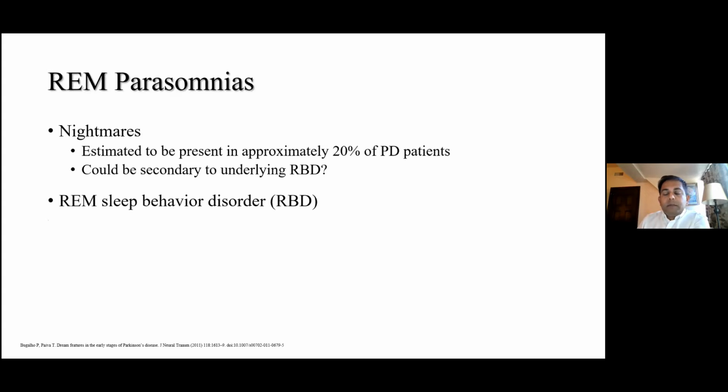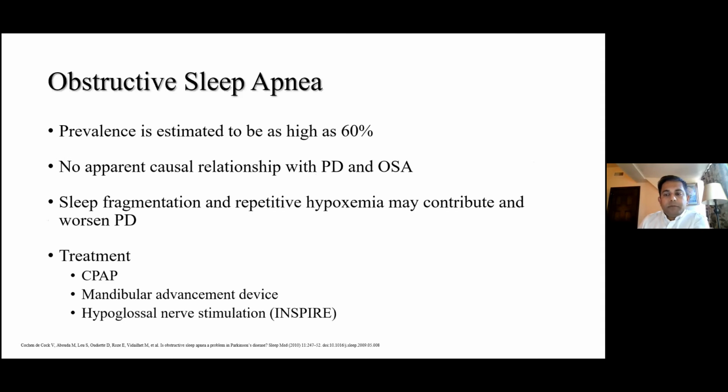Now, REM-related parasomnia behaviors, like I mentioned, nightmares, estimated to be present in approximately 20% of patients with Parkinson's, could be secondary to underlying RBD. And then, of course, REM sleep behavior disorder, which we'll discuss more in depth in the next few slides. Before we get to RBD, let's review sleep apnea.